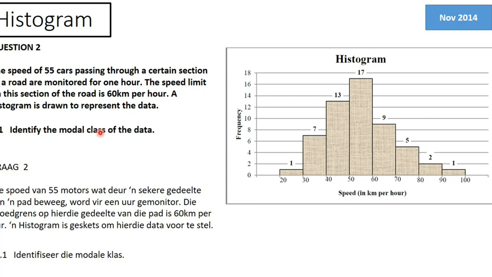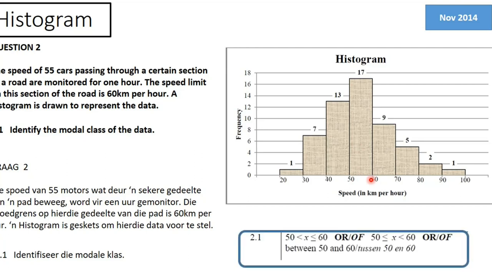I don't know if you remember from grade 7 and 8 and 9 that mode was most. So modal is still the mode, the most. So which one is the most? It's the one that goes up to 17. So of course that's going to be the 50 to 60. You can write it any way you like. You can use these nice little inequality signs if you want to. What I have found over the years is that most people just use normal English. They would say 50 to 60.